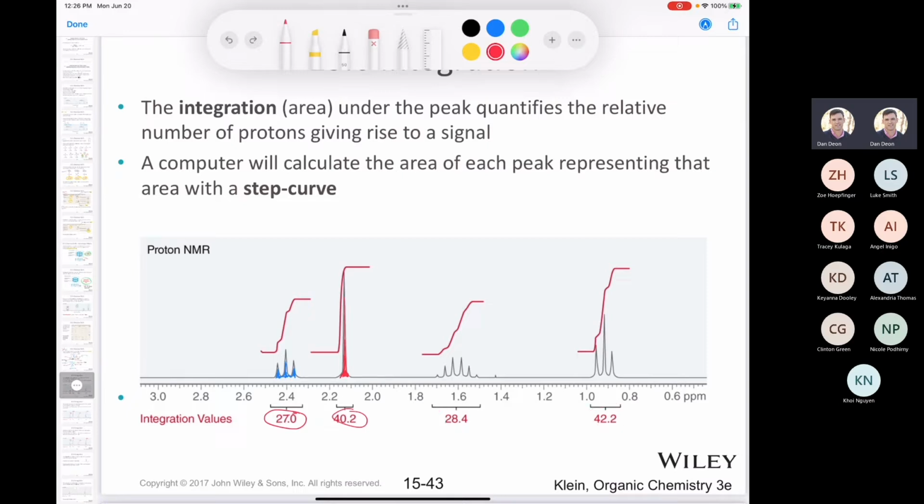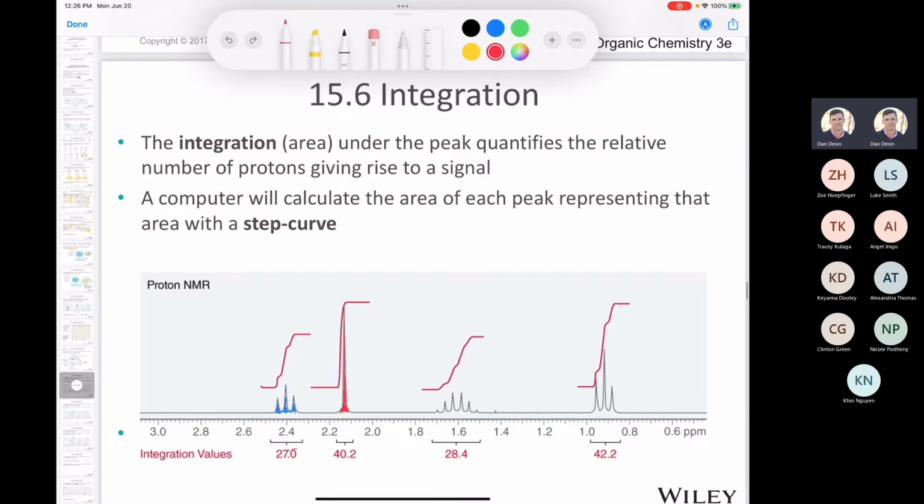Now these numbers don't precisely tell you the number of protons because there's no such thing as 40.2 protons, but what they do tell you is the relative numbers of protons under each one of these curves. Now, if you didn't have these numbers down here, the 27, the 40, the 28, and the 42, in that case, what you would use are these step curves, these lines here, here, here, and here. And what a step curve can do is you can actually measure the distance between the top of the step curve and the bottom of the step curve in millimeters. You literally get a ruler out and you measure from the top to the bottom, and you compare the heights in millimeters, and that will give you, again, the relative areas under the peaks.